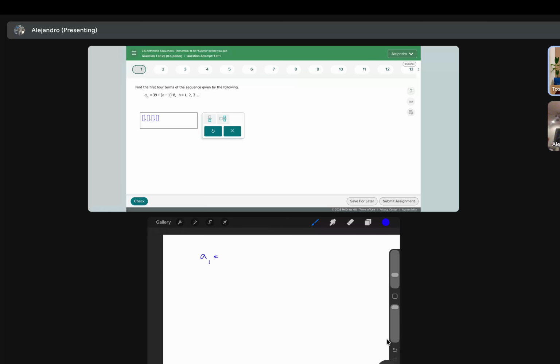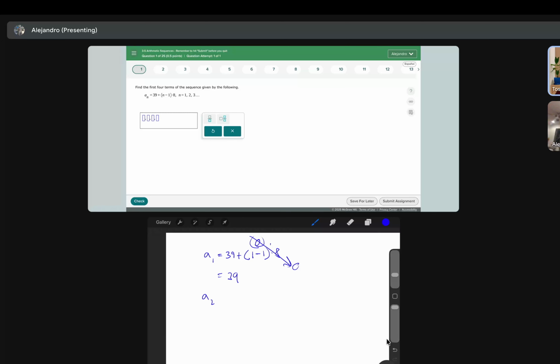A sub 1, or A subscript 1, is going to be 39 plus 1 minus 1, okay? Times 8. So if you go at it, this is 0. You don't have to rewrite it; your teacher will be fine. So this is 0 in between the parentheses times 8. That's gone, it's going to 0. So this whole thing is 0. Therefore, you're left with 39. That's the first one. You could type that in, of course.